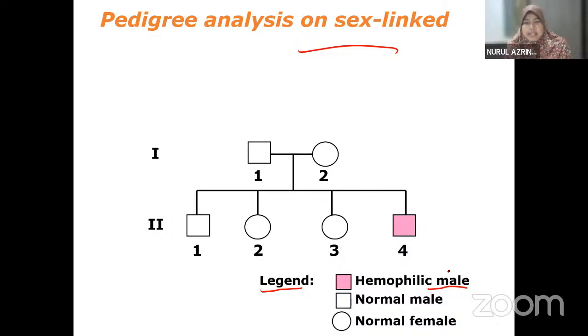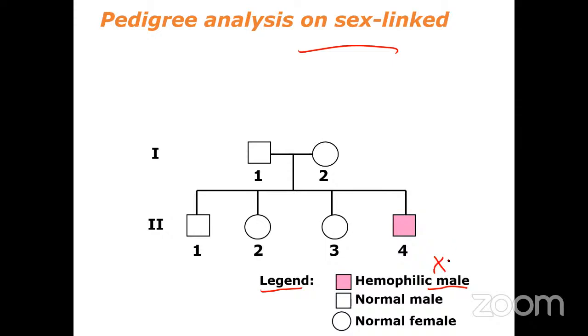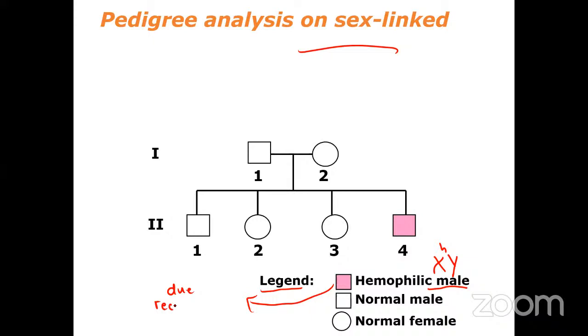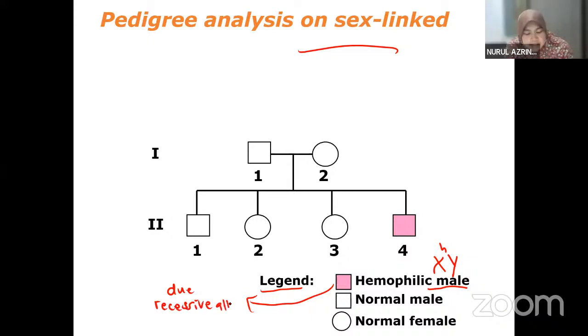Okay, so kalau ini adalah hemophilic male, maka dia adalah lelaki yang mempunyai hemophilia. So, apakah genotype dia? Small h, sorry. Okay, kenapa small h? Sebab hemophilia is due to dominant allele or recessive allele? Recessive. Yes, very good. Recessive allele. Kalau dominant allele, ramai orang dalam dunia ni ada hemophilia, lelaki dan perempuan. Okay. Right. So, hemophilia is due to recessive allele.